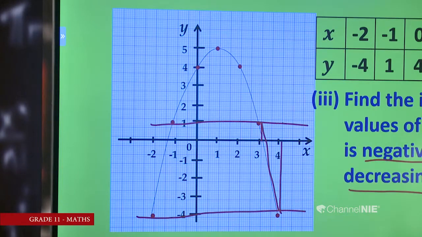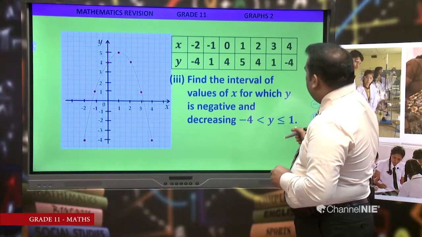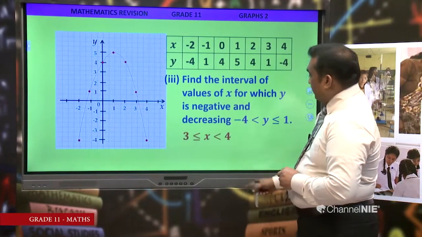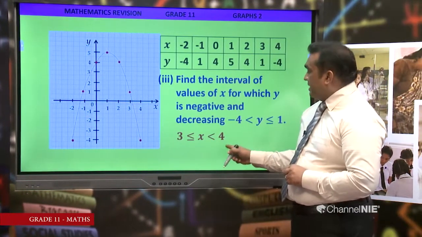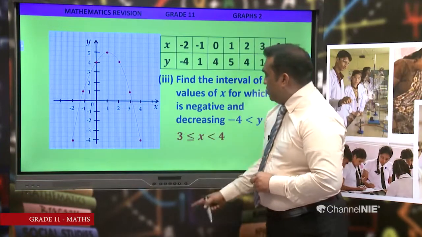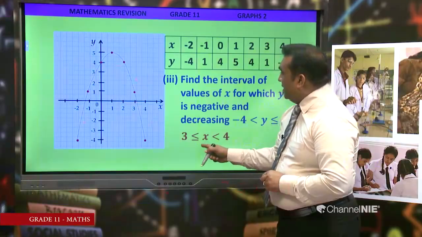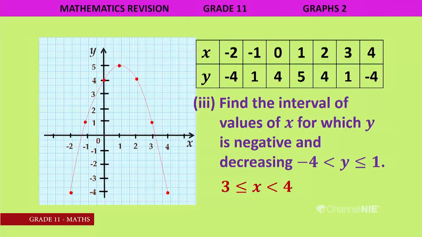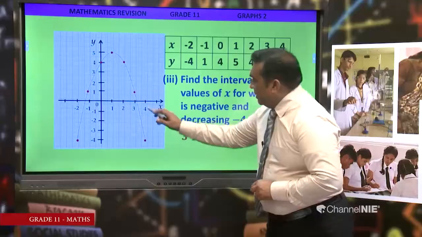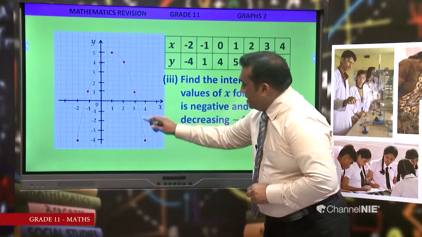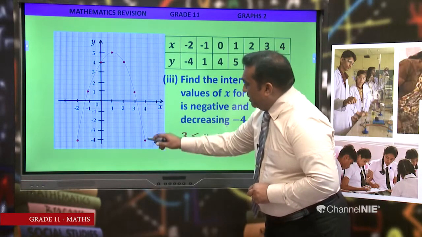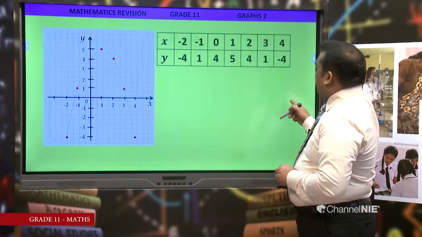Then we can find out the corresponding interval for x: x less than 4, greater than or equal to 3. The equal sign is because of the condition y less than or equal to 1. Because of that condition, you have x greater than or equal to 3. Remember that this is a piece of the curve. Next one.